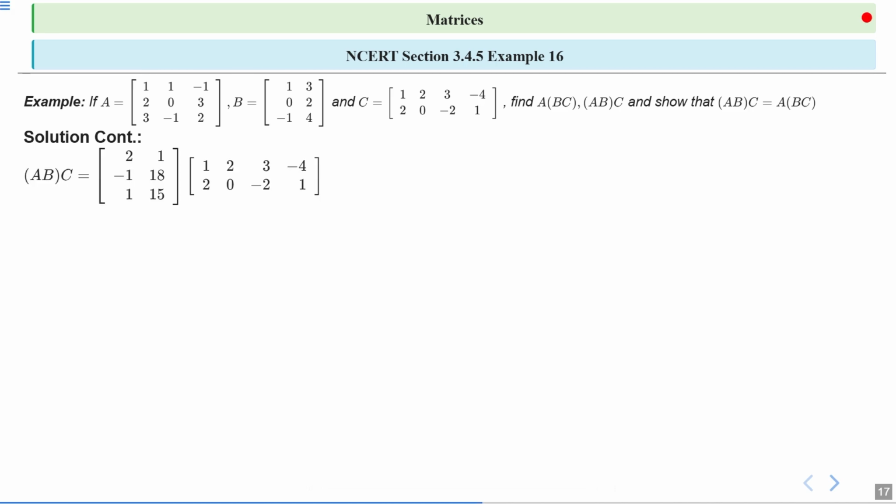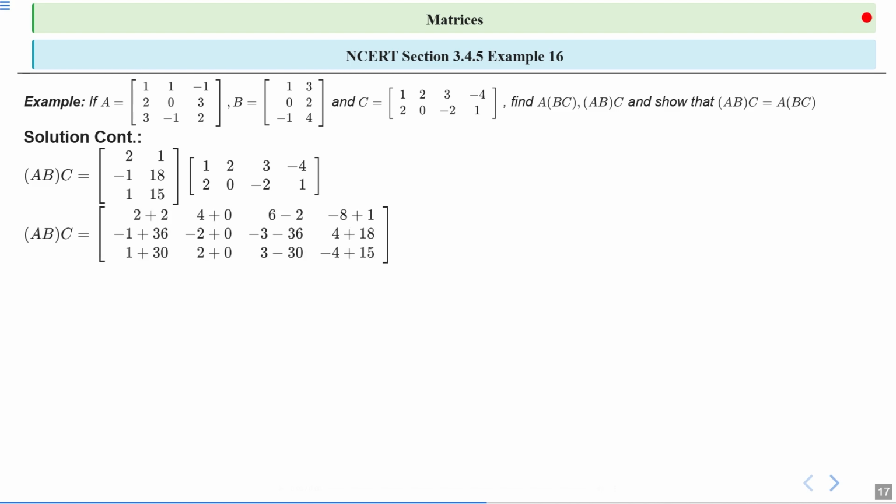So now let's calculate AB into C. We have already calculated AB as 2, 1, -1, 18, 1, 15, and C is basically 1, 2, 3, minus 4, 2, 0, -2, 1. Clear? So AB into C will be 2, 1, -1, 18, 1, 15 into 1, 2, 3, minus 4, 2, 0, -2, 1.